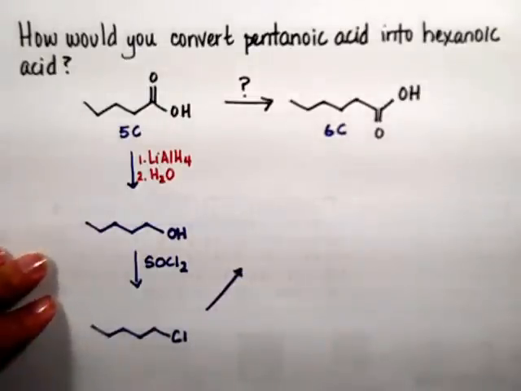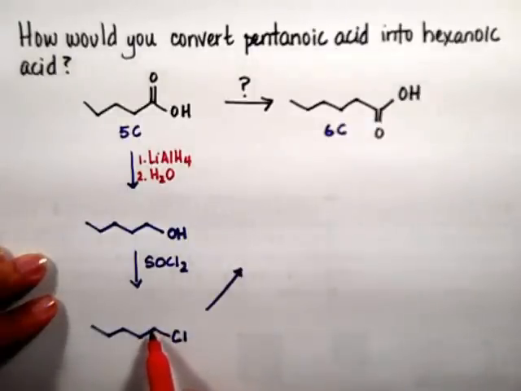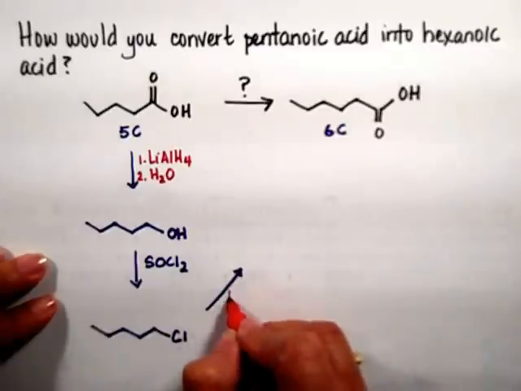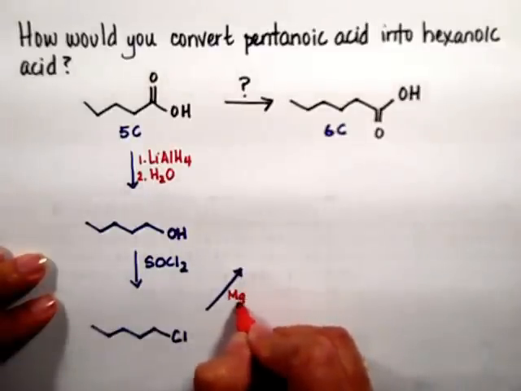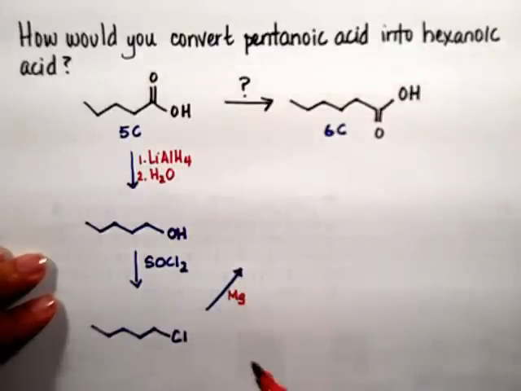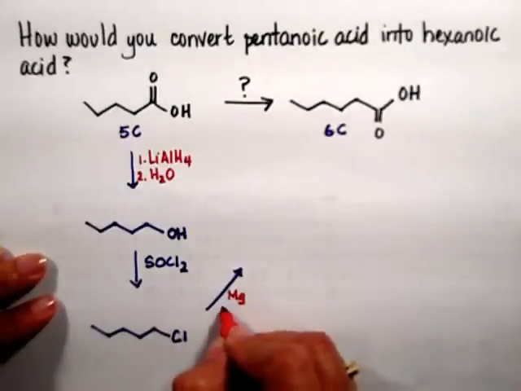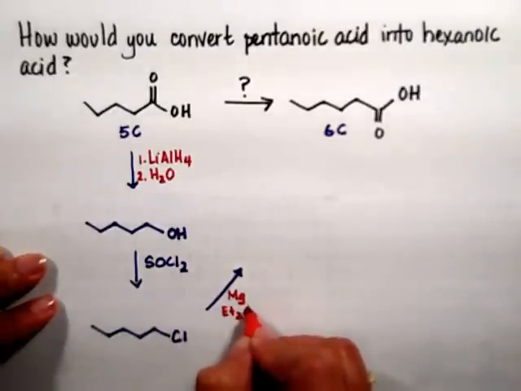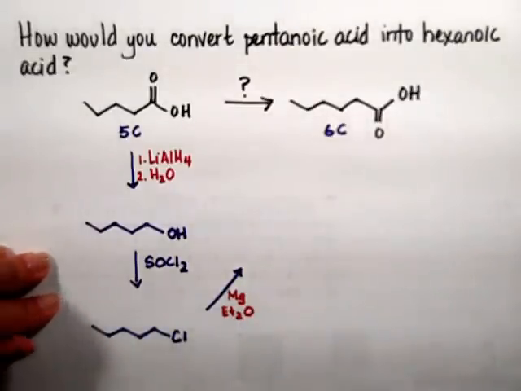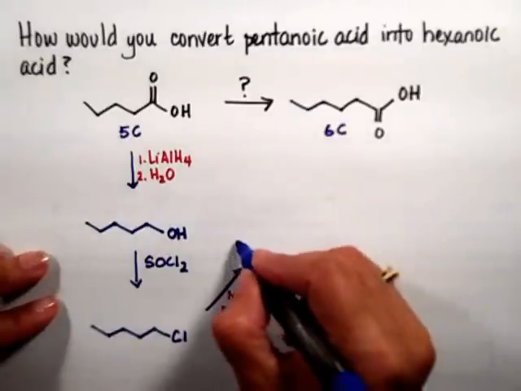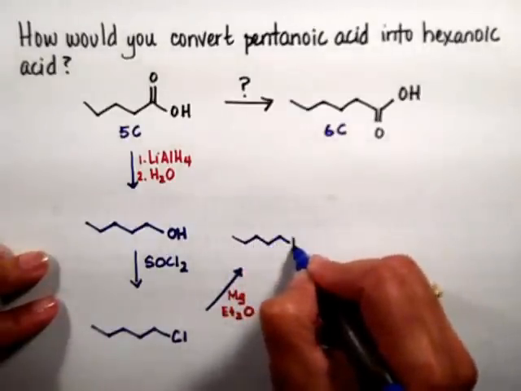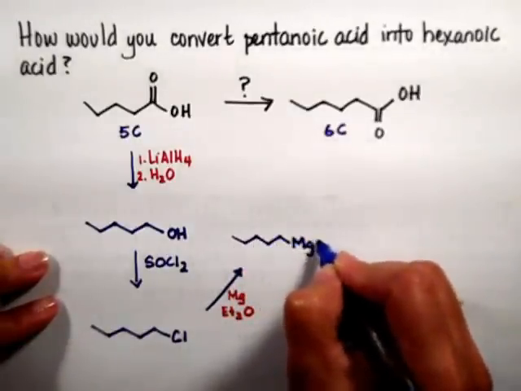In the first possibility, we're going to do a CO2 insertion. To do a CO2 insertion, I need this carbon to be negative. So we're going to make a Grignard out of it. So we're going to add magnesium turnings, and we'll probably carry out this reaction in diethyl ether, just a solvent. There, we make the Grignard.